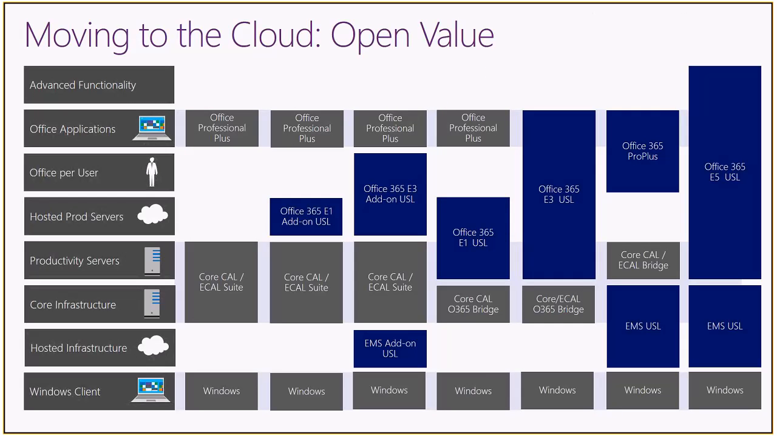So if we look back here, we've got customers who have the CoreCAL suite, but they want to move to E1. And we know that E1 doesn't include everything that the CoreCAL suite does, so there'll be a gap. To fill that gap for this customer, what would we recommend?